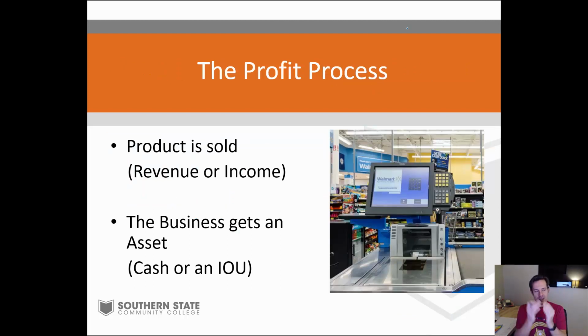So that profit process where we earn money, that happens when a product or a service is sold. That's called revenue or income. So you think about Walmart. Every time you go to Walmart and you hear that register go beep, beep, beep, and scan in a product for a customer that's buying it, that's revenue for Walmart. That's income for Walmart. So when we sell something as a business, we get something in return. We get an asset. Normally it's cash, or maybe the customer gives an IOU and says, hey, we'll pay you later on. And the business says, okay, we'll let you do that. So that's one side of the profit process. Money coming in, revenue, income.